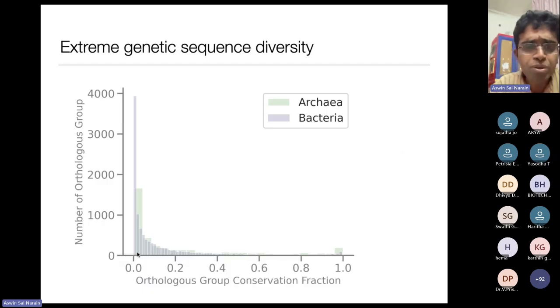And while I was talking about this, this is across bacteria. I'm comparing, say, a pathogen of humans with, say, cyanobacteria living in the oceans, which are very, very different beings.